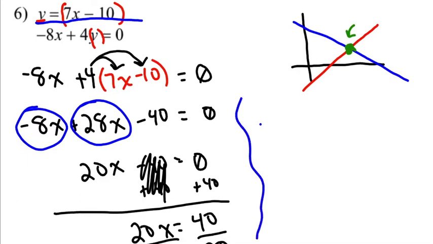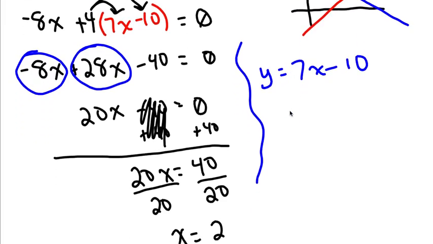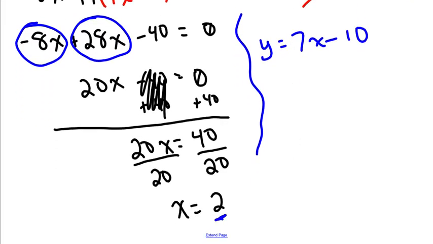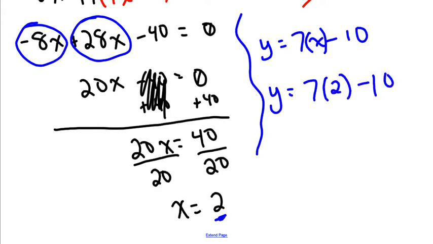Y equals 7x minus 10. And I am going to take this x value and plug it in here for x. Okay, so y equals 7 times 2 minus 10. So we break out our calculator. 7 times 2 is 14. Minus 10, and my y value is 4.